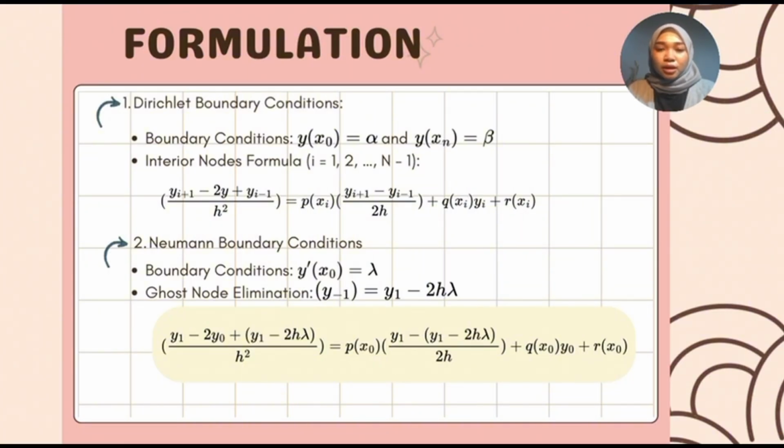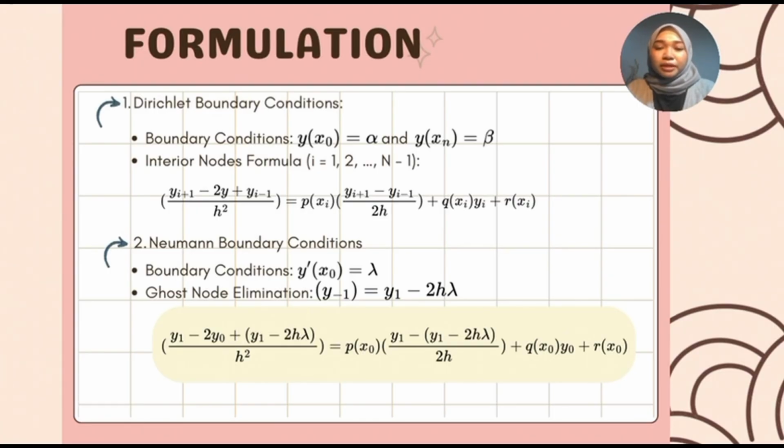Unlike Dirichlet, which specifies a fixed value, a Neumann condition specifies a fixed gradient or rate of change at the boundary. Mathematically, it involves the first derivative, written as y prime equals a constant. In a physical application like thermodynamics, a Neumann condition represents specified heat flux. For instance, an insulated boundary where heat cannot escape would have a derivative of 0.